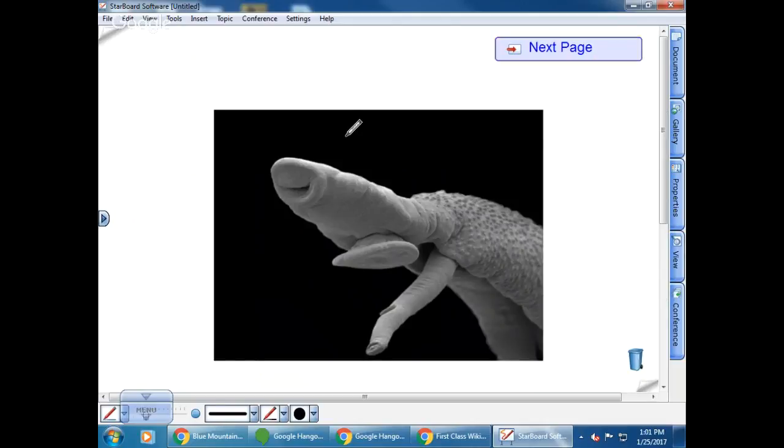Oh, this is a diagram. So this is actually taken as an electron microscope picture. So anytime you see these really fantastic pictures that show the surface of it, that is an electron microscope picture. And so here's the male. So this would be the male, and then this would be the female. And that's how they mate and produce eggs. Okay.